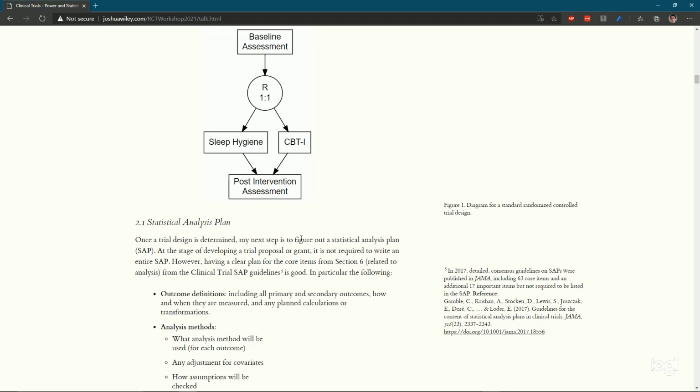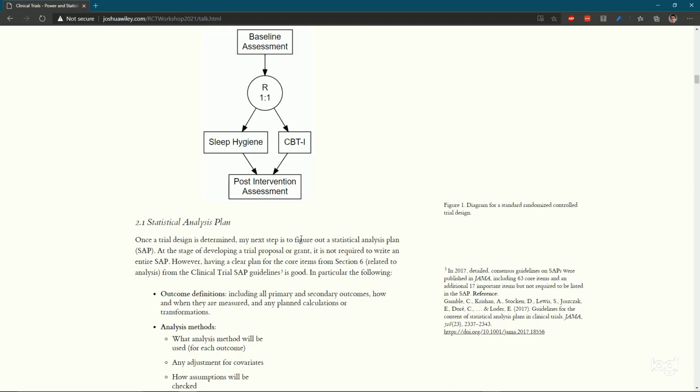Once you have a trial design determined, my next step is to figure out a statistical analysis plan, or SAP. At the stage of developing a trial proposal or grant, you don't need to write an entire SAP. However, having a clear plan for the core items from Section 6 of the Clinical Trial SAP Guidelines is good. And the reason that I do this, even if I don't have data and I'm not analyzing it yet, and I may not even have the grant, is that having a really clear statistical analysis plan allows me to think about what I need to do for the power analysis, what data I need to collect, whether there are any issues, whether this analysis plan is feasible.